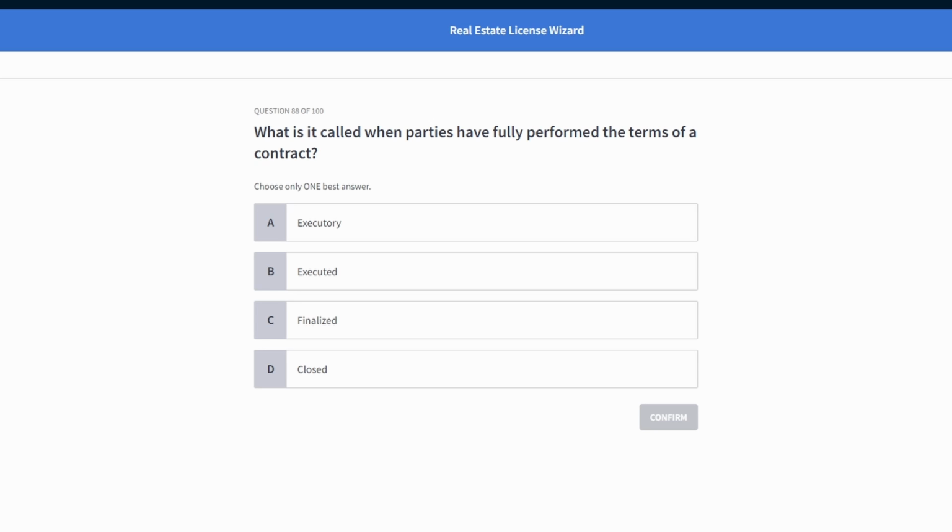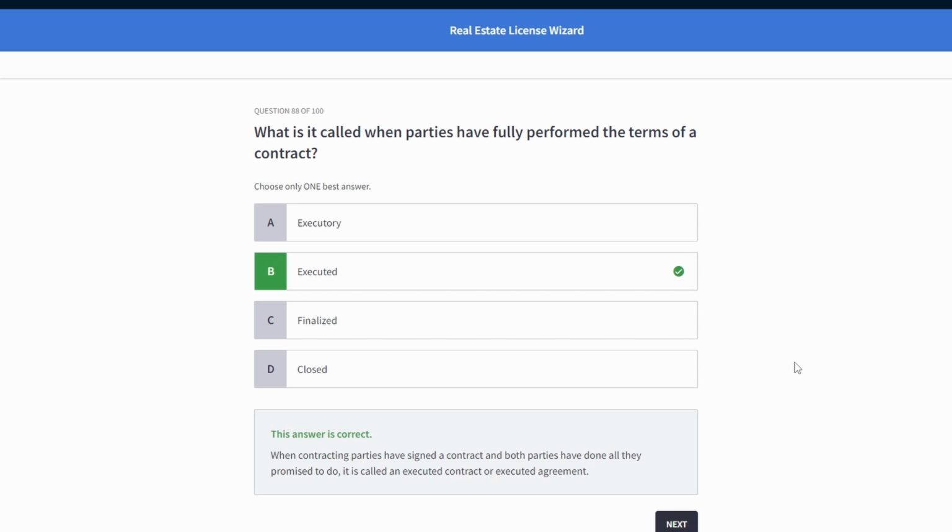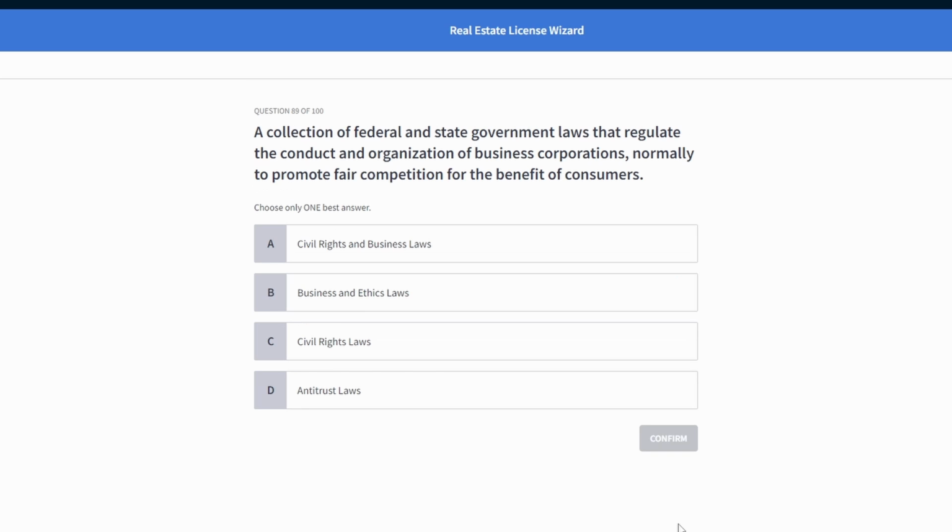Alrighty, so what is it called when parties have performed the terms of a contract fully? That would be B, executed, not executory. When contracting parties have signed a contract and both parties have done all they promised to do, it is called an executed contract or executed agreement. All right, next one, 89.